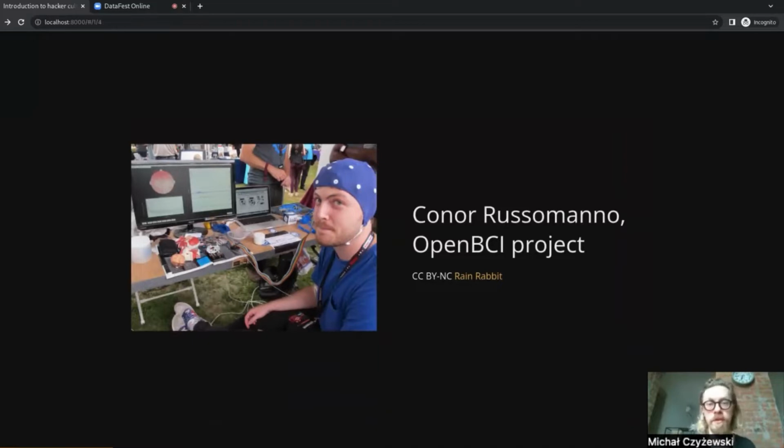This is what I would show as a perfect example of a high-achieving hacker. This is Connor, a leader of the OpenBCI project. He's using technology and computers to create the brain-computer interface as an open source project to figure out how to interface between brains and computers and make it available to the wider community. He's basically an open source scientist.